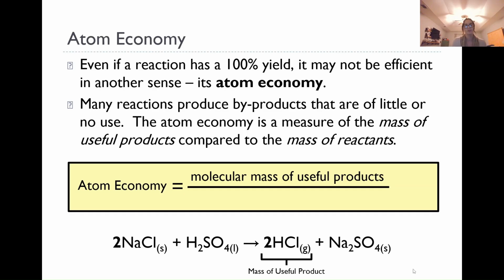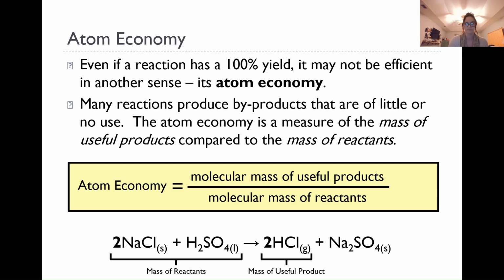So for example, if you are doing an industrial reaction where you are producing hydrogen chloride gas in order to make hydrochloric acid, you have to react salt and sulfuric acid, and then that makes hydrogen chloride gas. It's not an acid unless it is dissolved in water and it's aqueous. So this is your useful product, but it also produces sodium sulfate as a byproduct. So what you're going to do is take the molecular mass of your hydrogen chloride gas, taking into account the stoichiometry, so multiply it by 2, divided by the total molecular mass of the reactants, again taking their stoichiometric coefficients into consideration, and then multiplying it by 100.